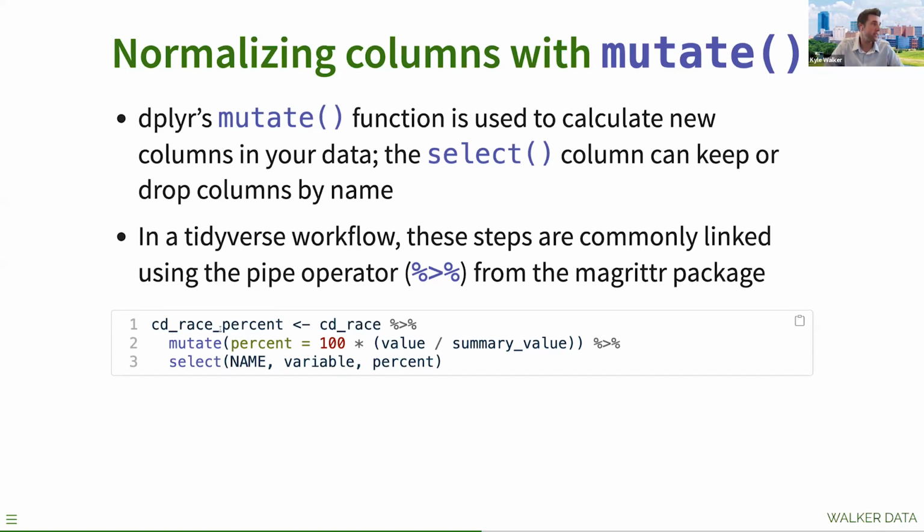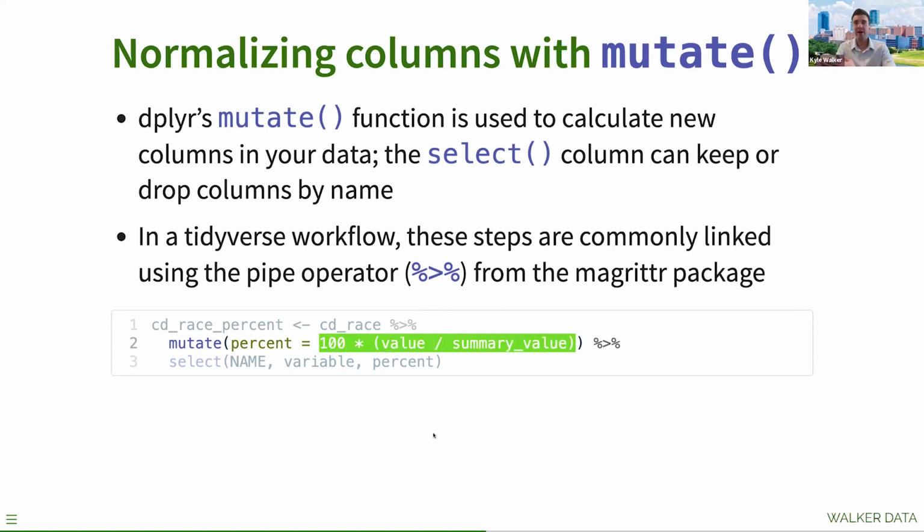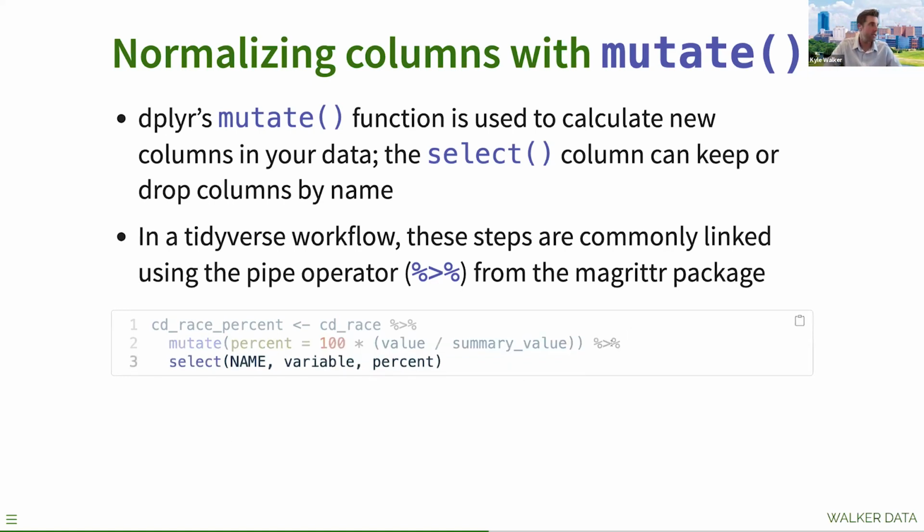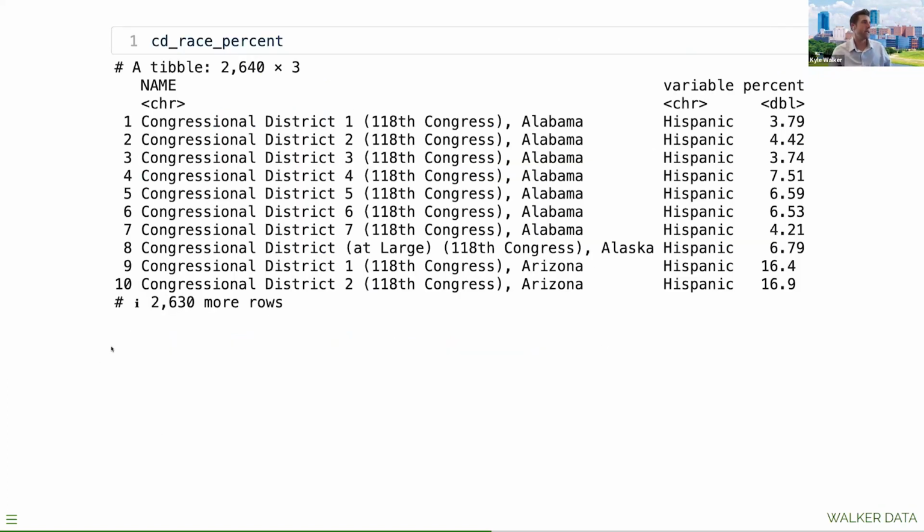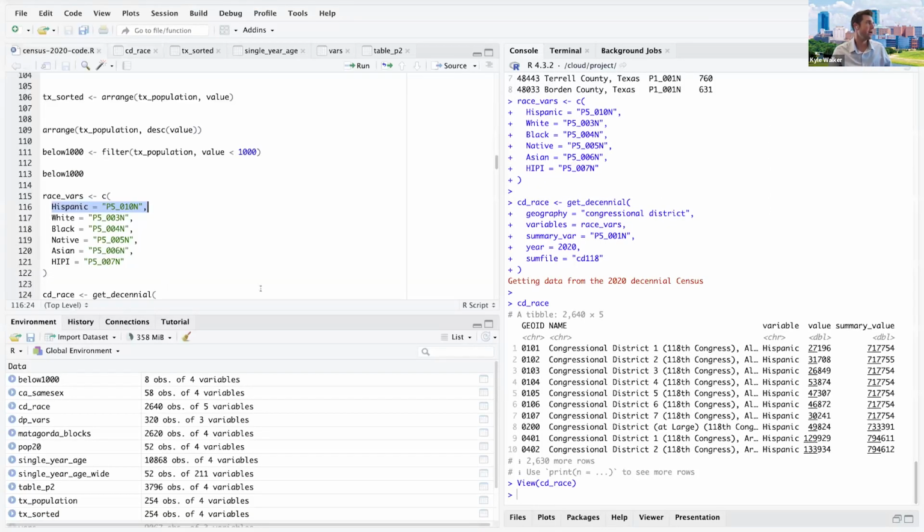In this analysis pipeline, you can read this as: create a data set named cd_race_percent that is the result of taking the input data set cd_race, then use the mutate function to calculate a new column named percent that is the result of this expression, 100 times the value divided by the summary value. The value divided by summary value gives us a proportion; multiply that by 100 to get a percentage. Then use the select function to retain these three columns: name, variable, and percent. Running that through gives us something that looks like this. And I'm going to show you here how that works in our code.